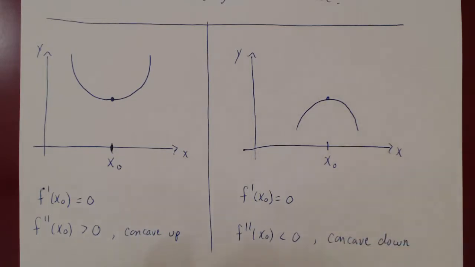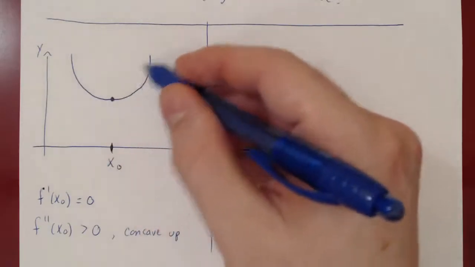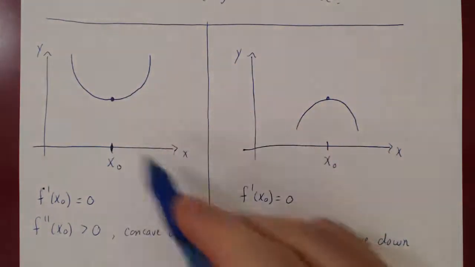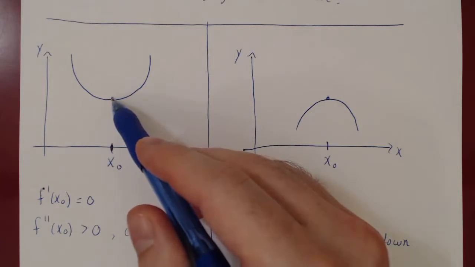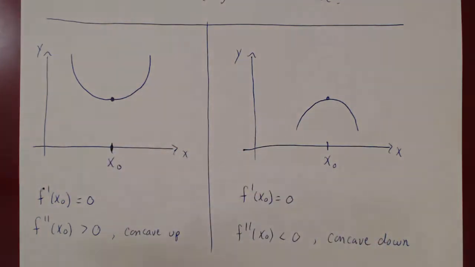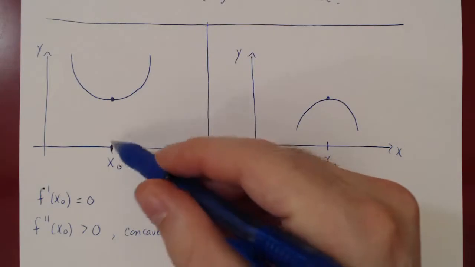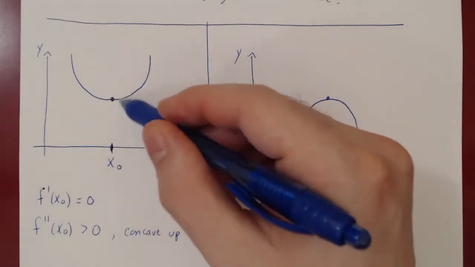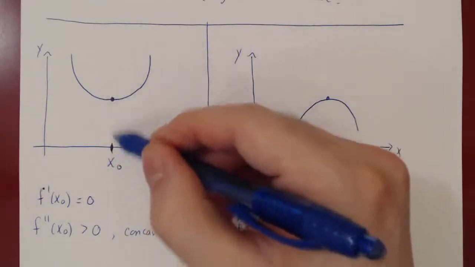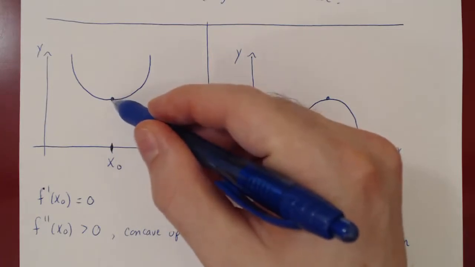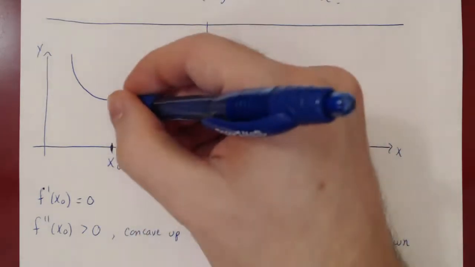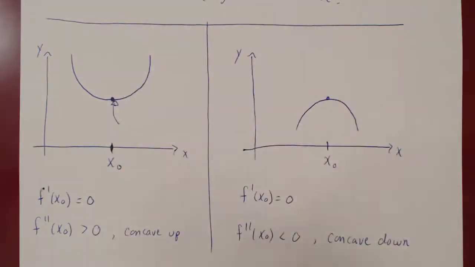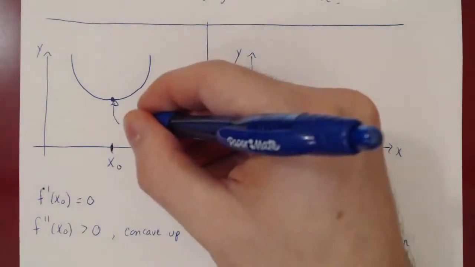And why are those important? Look at this. When the derivative is 0 and the second derivative is positive, the curve has to look like this around the point x0. But what's special about this point is it is a minimum value of the function. Look around x0, and around x0, the function attains its smallest y value at this point. And this is what we call a local minimum.